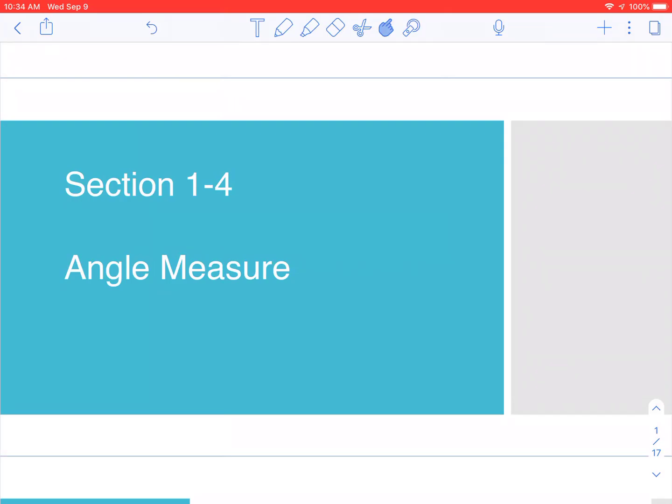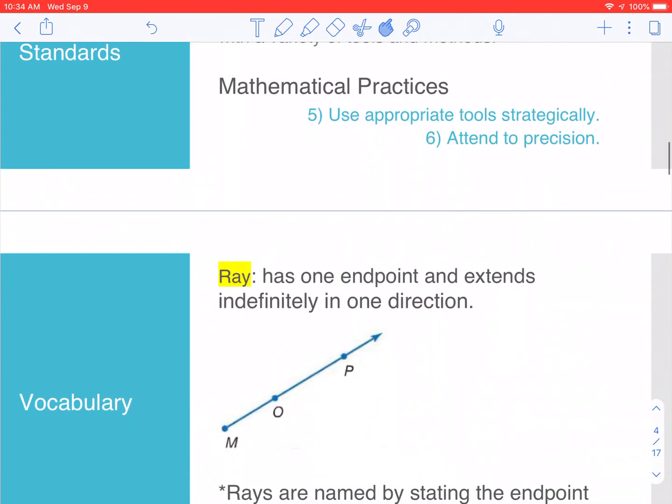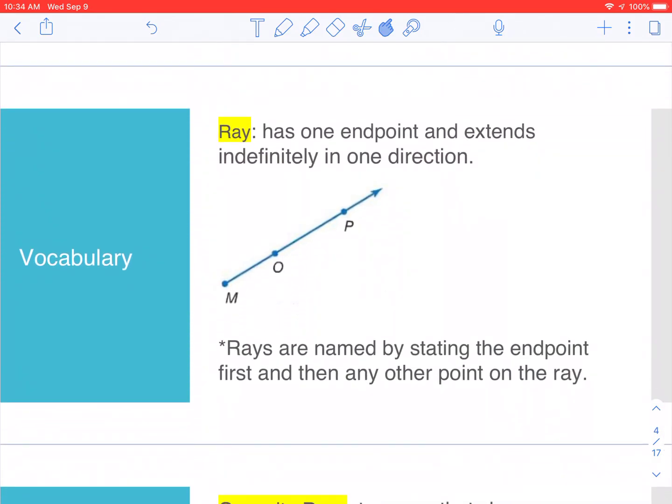Section 1.4, angle measure. Okay, we're going to start with some vocab here with the word ray. What is a ray? It has one endpoint and it extends indefinitely in one direction.